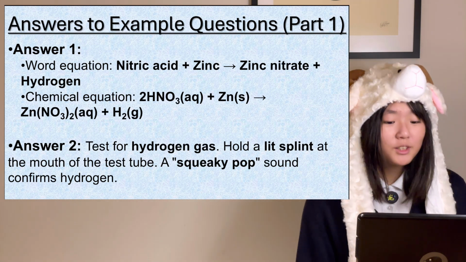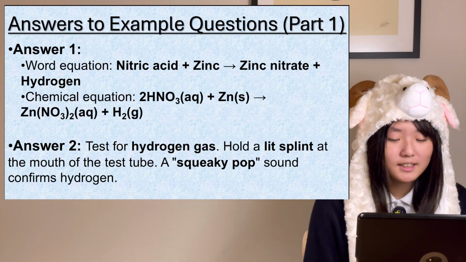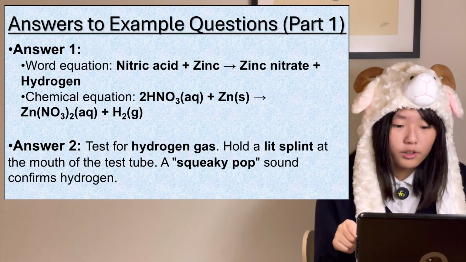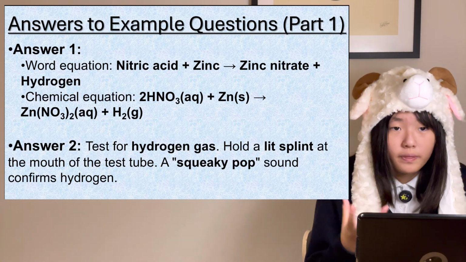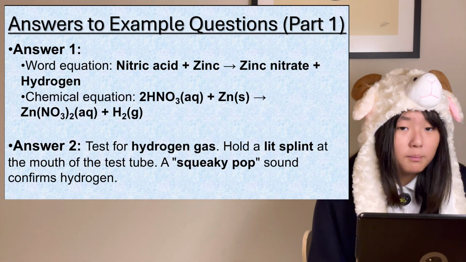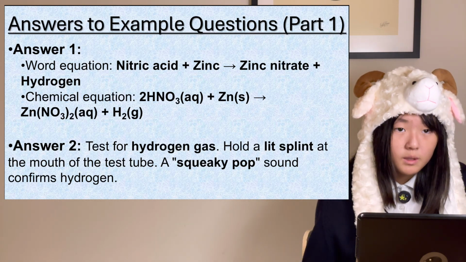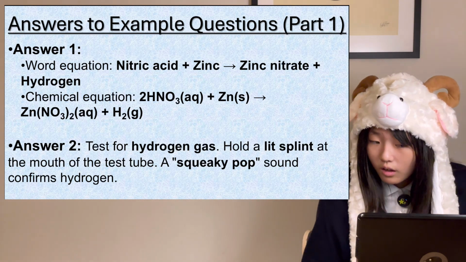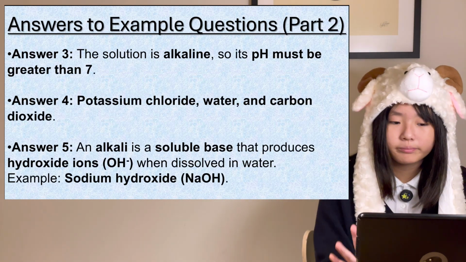The answer for number 2 is the test for hydrogen gas is holding a splint that is on fire at the mouth of the test tube with the gas inside it. A squeaky pop sound confirms that it is hydrogen. Any other sound, or if there is no sound at all, it's not hydrogen.